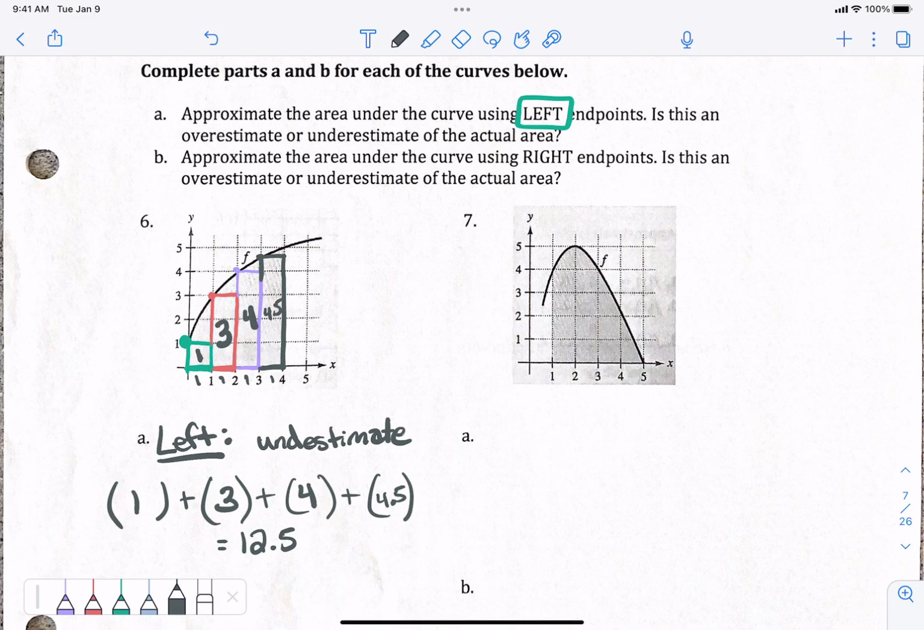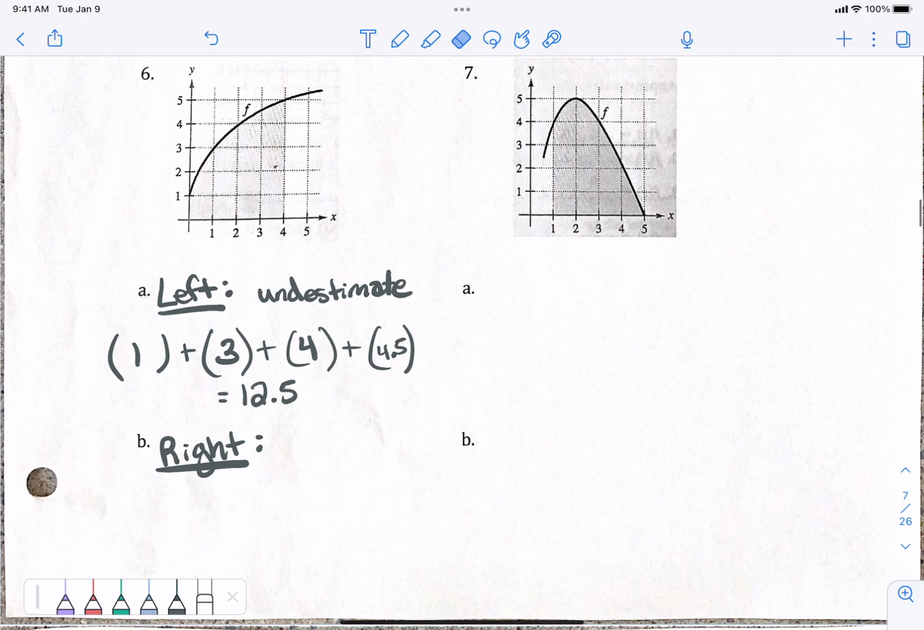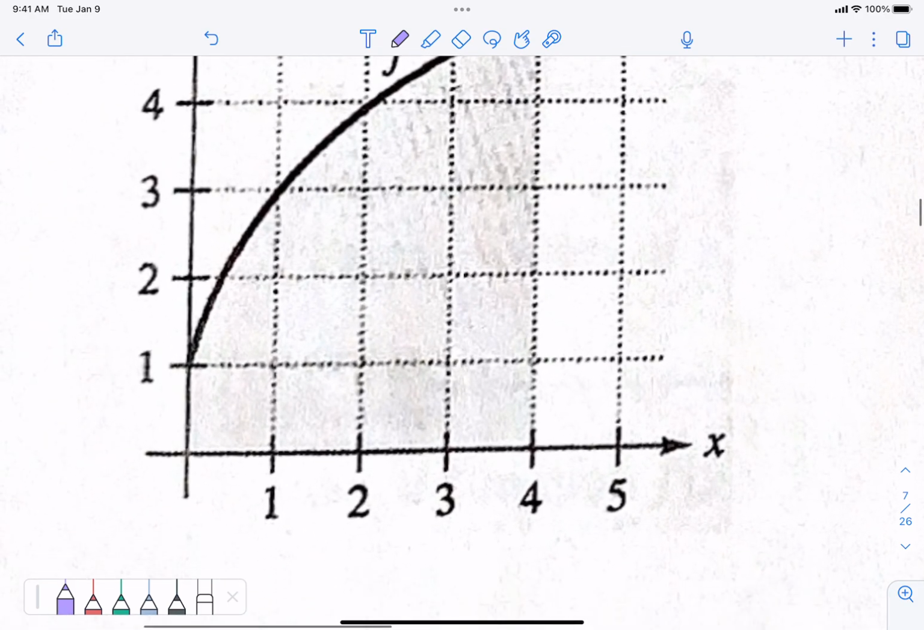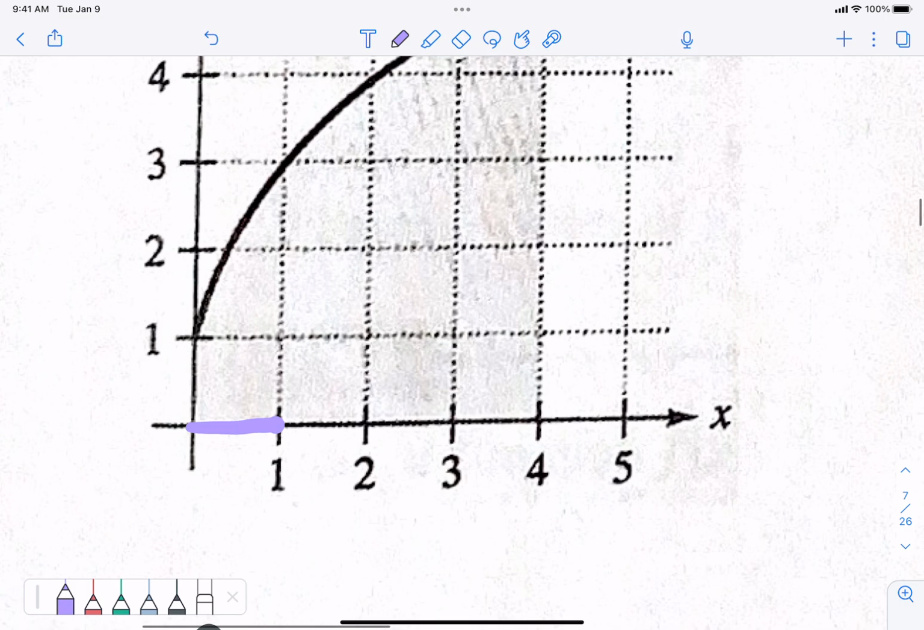Okay, now we're doing the right sides. I'm going to redraw my triangle so I get to erase. Here's my first one. If I'm doing the right sides, here's the base of my first rectangle. It's going to touch the graph on the right side. How tall is it going to be if it's touching the graph on the right side? It's going to go all the way up to 3, right? So it's going to touch right here on the right side of the rectangle. Does that make sense?